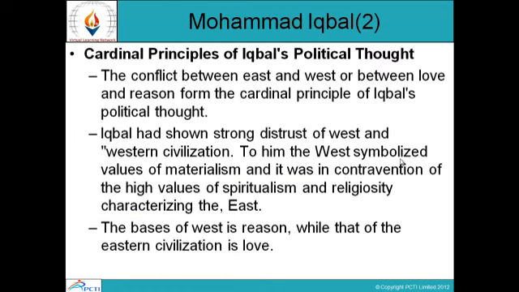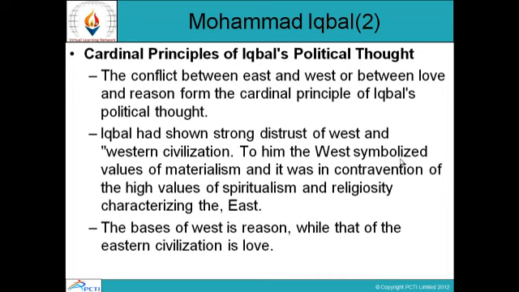Mohammad Iqbal. Cardinal principles of Iqbal's political thought. So this was all about his political thought. The conflict between East and West, or between love and reason, forms the cardinal principle of Iqbal's political thought. The conflict between the Eastern values and the Western values, their concepts, and also between love and reason, also forms the basic principle of Iqbal's political understanding.